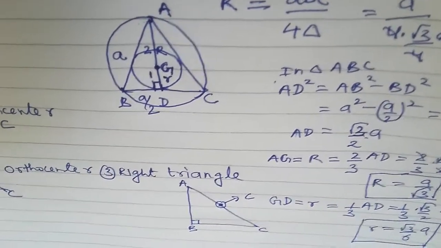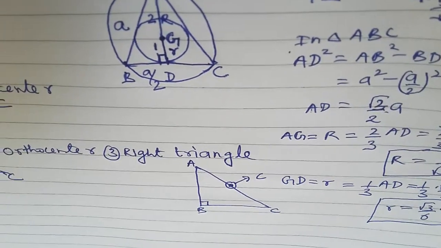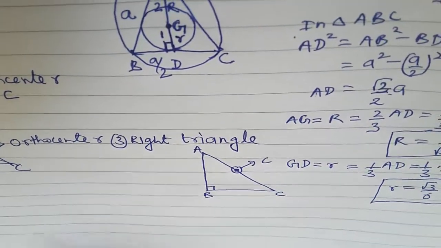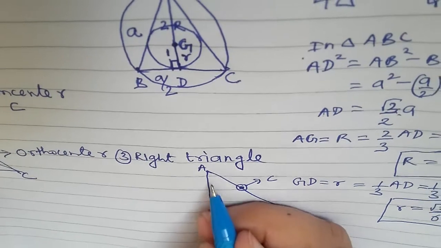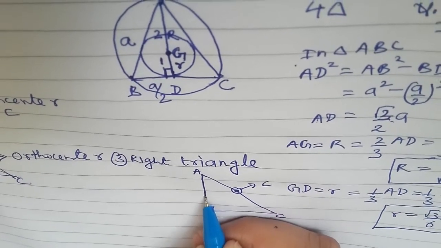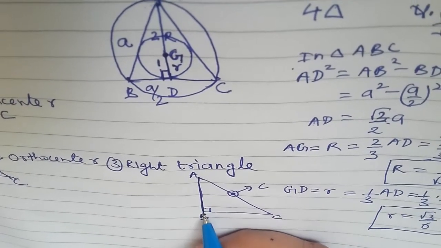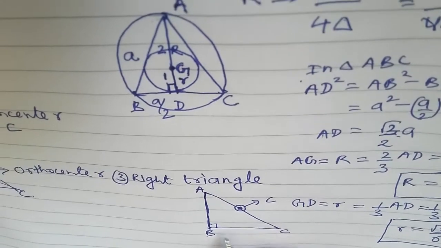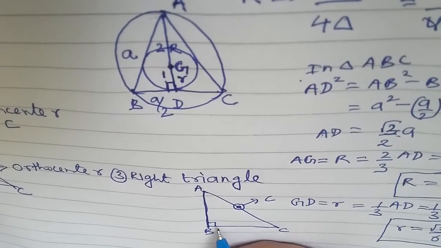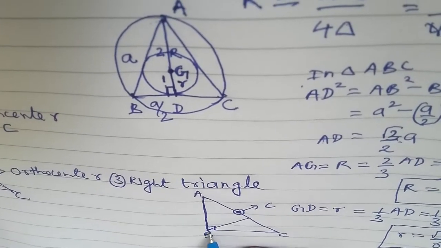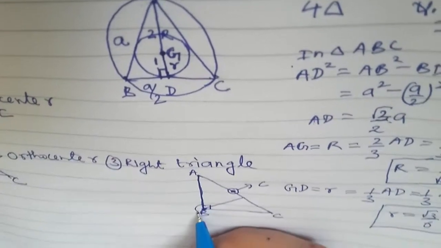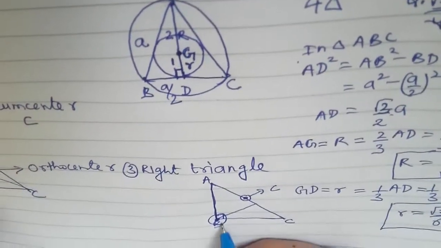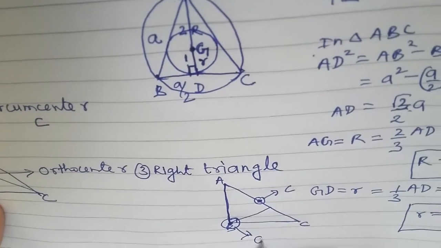Okay. And where is the orthocenter? Orthocenter, we have learnt. What is it? Where perpendiculars meet, where altitudes meet. One altitude of the triangle is this one. From vertex A, from vertex C is this one and from vertex B is this one. So this point is called the orthocenter.